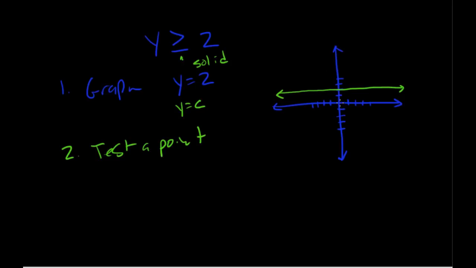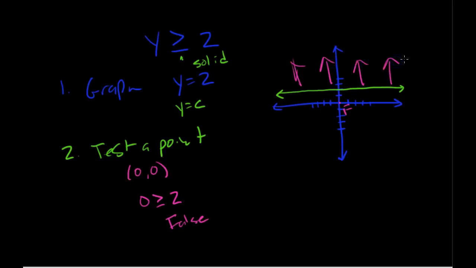But if we tested the point, let's test the point 0, 0 just to confirm that. I put 0 for y. 0 is greater than or equal to 2, which is false. So this point would be false. But again, if we think about it, we want y values that are greater than 2. Well, those y values are up here above the line, right? So we can also do inequalities for vertical and horizontal lines.